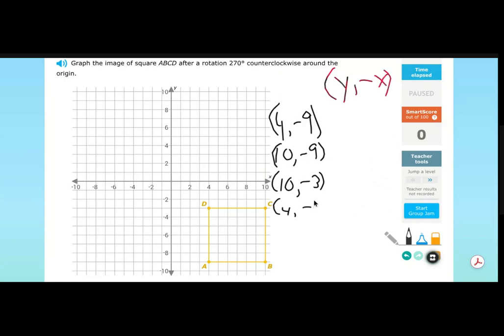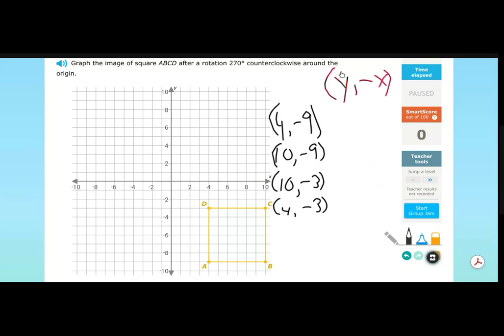When I look at my rule, this is telling me take all of the Y values, which are in the back of the ordered pair, and move them to the front. That's what the Y in the front means. It's also telling me take all the X values, which are in the front, and move them to the back. Also make them the opposite of what they were.